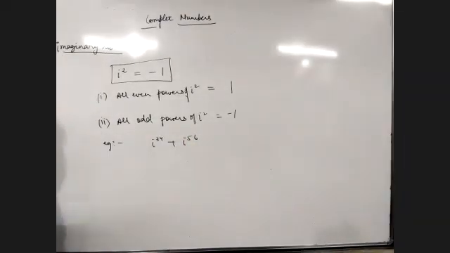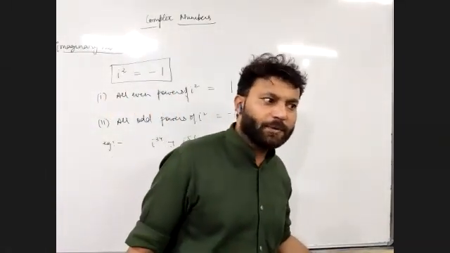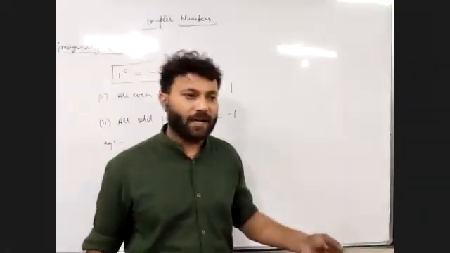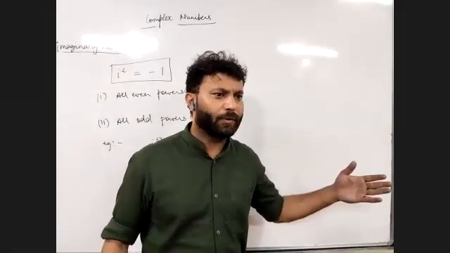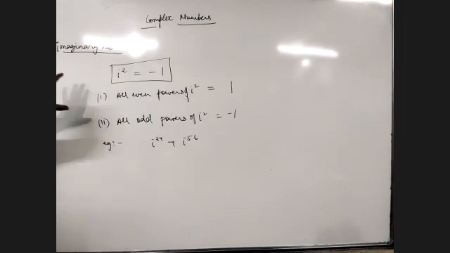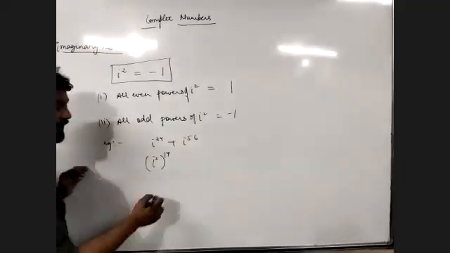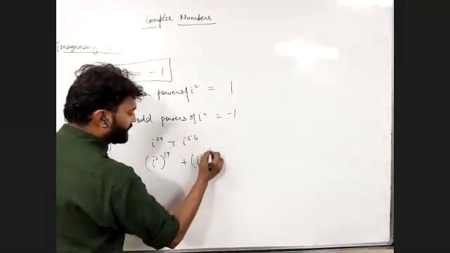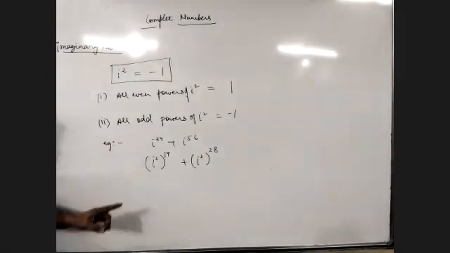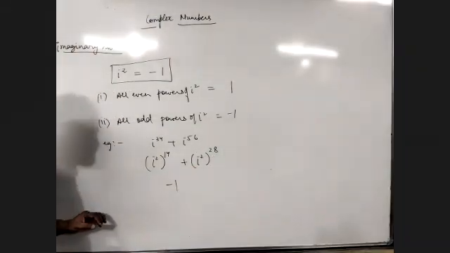ये evaluate करना है. The simple rule is to break in terms of I square. There are some people who try to break into the form of I square, I cube, I4, but they are not required at all. These two are sufficient to do each and every question. So I to the power 34 can be written as I square to the power 17. I to the power 56 can be written as I square to the power 28. Now I square raised to an odd power is -1, and I square raised to an even power is 1.